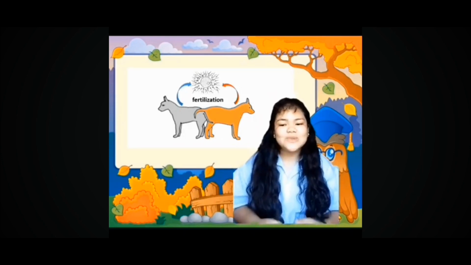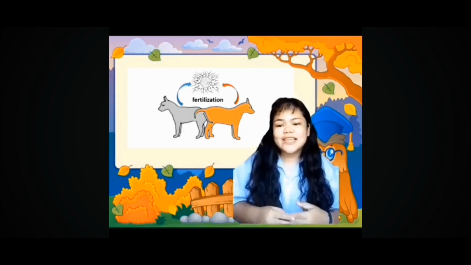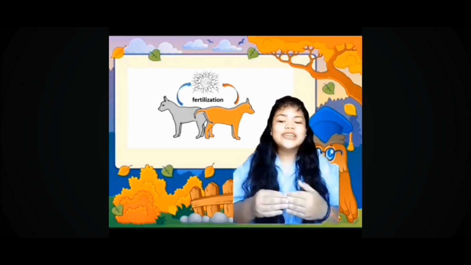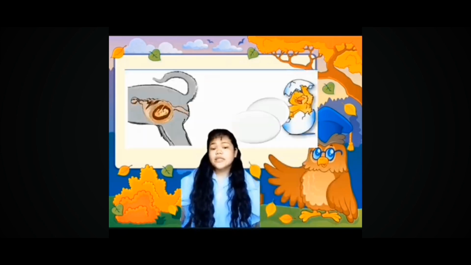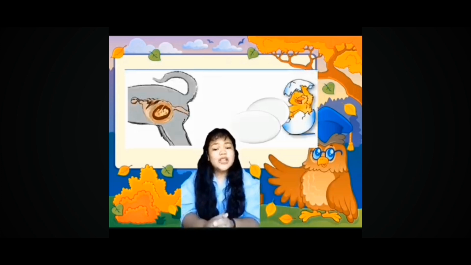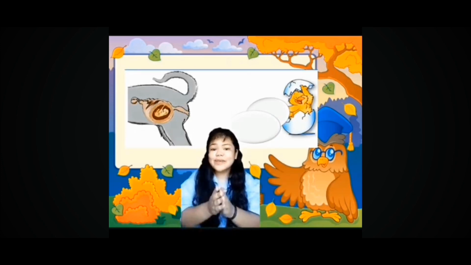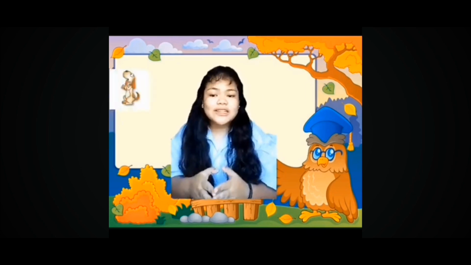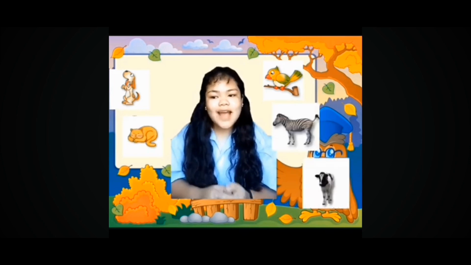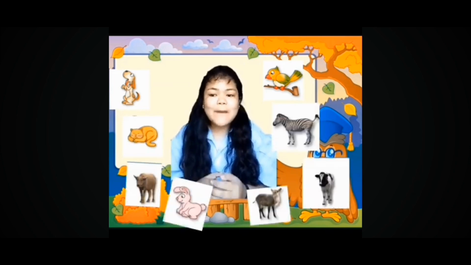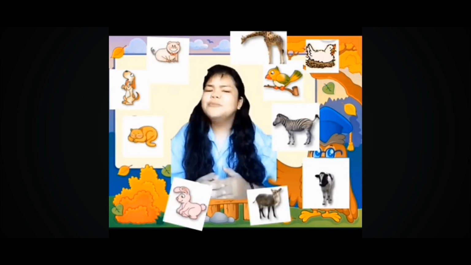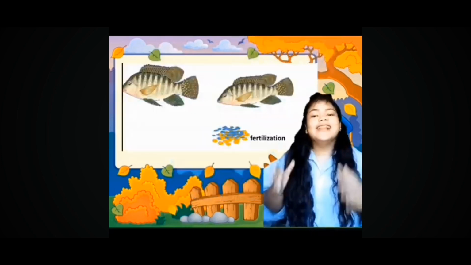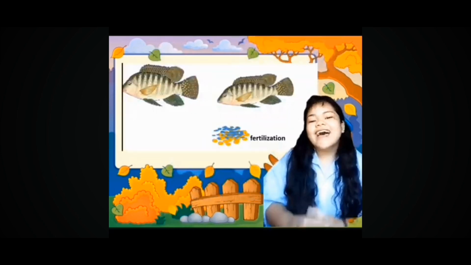So first, internal fertilization. Internal fertilization happens when the male animal releases sperm cells into the body of the female animal to fertilize the egg cell. So, the embryo can either develop inside the female body or develop inside an egg laid by the female. There are many examples of animals that have internal fertilization: dog, bird, cat, zebra, cow, carabao, goat, rabbit, pig, giraffe, chicken, and many more.